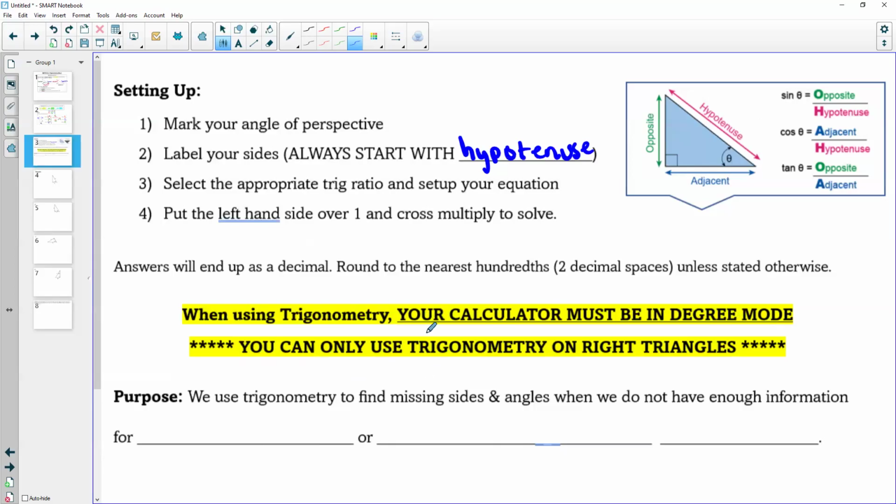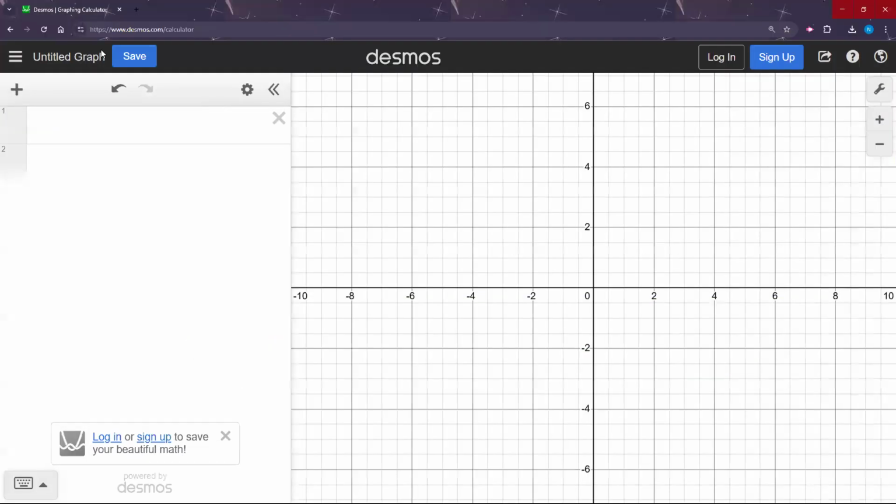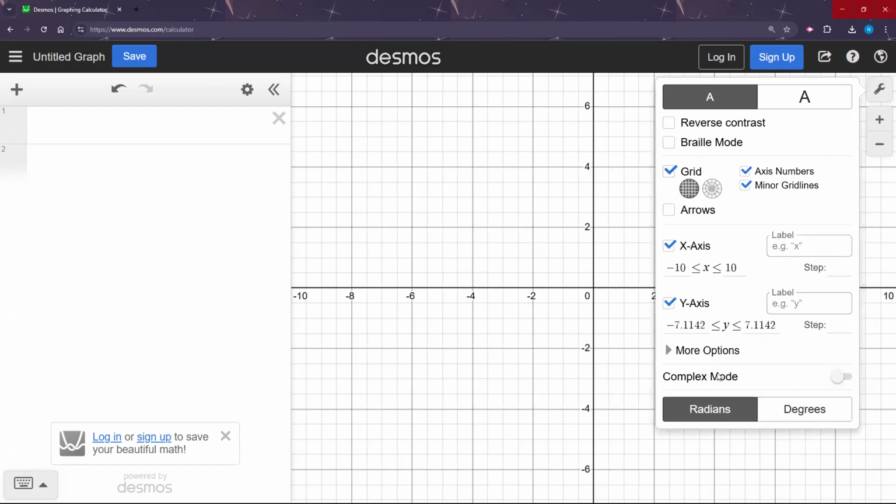So let's have the conversation now of what it means for a calculator to be in degree mode. The calculator that I'm going to be using in today's notes is known as Desmos. Okay, so Desmos is a calculator that was used last year in Algebra 1. To make sure that our calculator is in the right mode, if you're using Desmos, click this little wrench icon. When you click on that wrench icon, you'll notice that at the bottom of this pop-up screen, there is a little section that's titled radians and degrees. We want to be in degree mode when we're doing trigonometry, so I'm going to click the degree mode to make sure that our calculator is in the correct setting. So always make sure that you're in degree mode for our class.